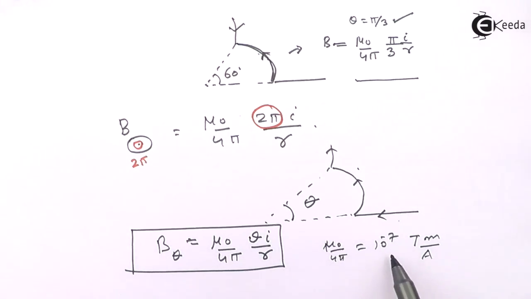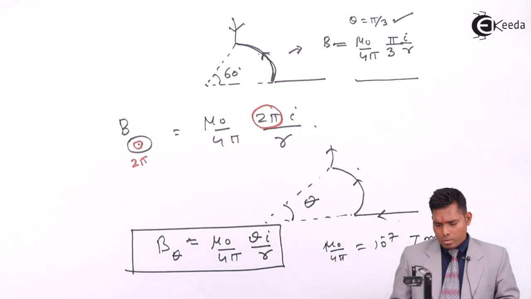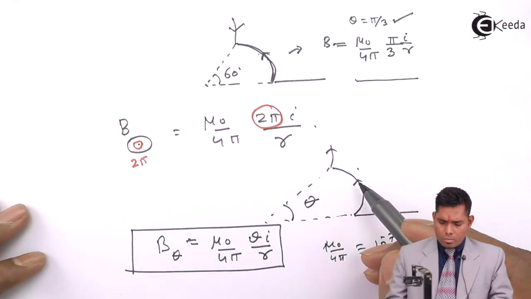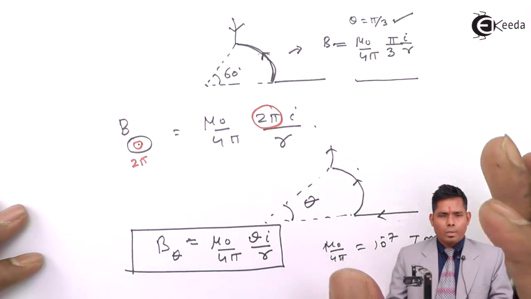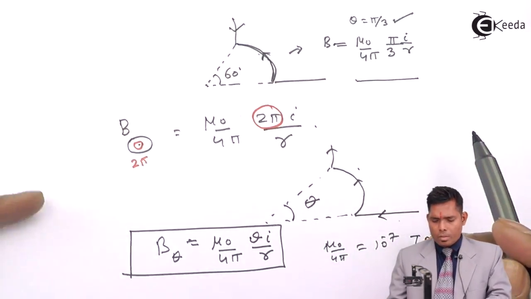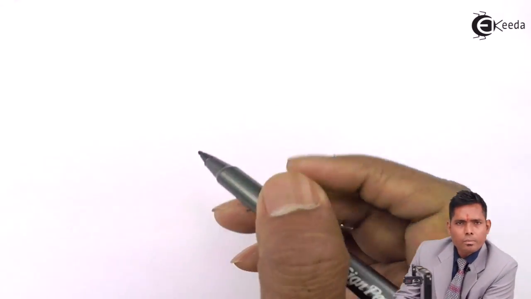So this is the value. If I have more number of coils in place of one coil, if I have two coils, then what?